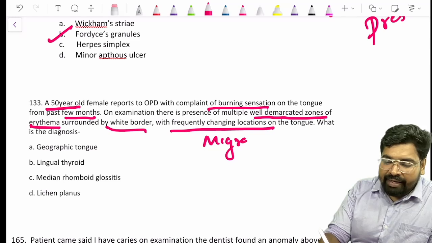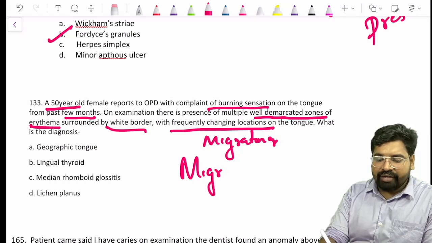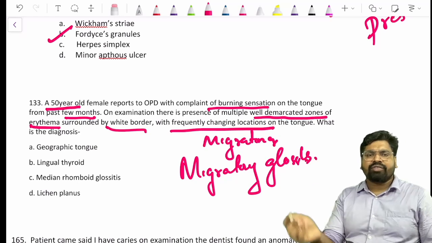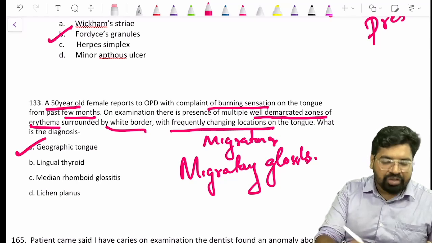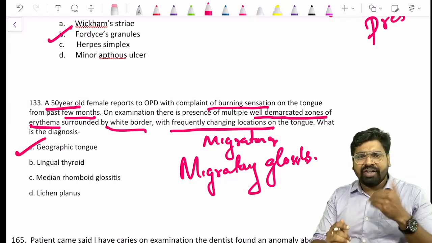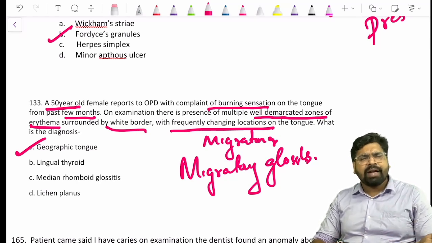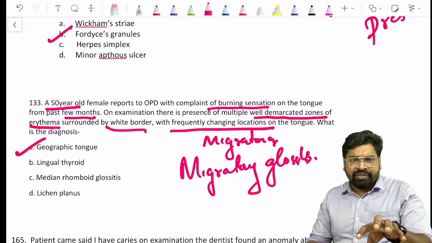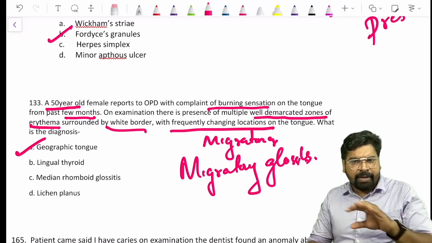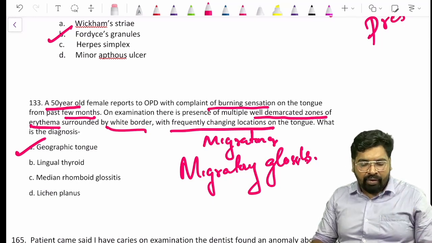Okay, migrating. So what they are talking about is migratory glossitis. From the options, it is very clear they are talking about geographic tongue. Geographic tongue is the answer. It is usually asymptomatic, but it can become symptomatic in some cases. The major components you should stress here are the erythema surrounded by a white border, and the migrating nature. Okay, hope it is clear.